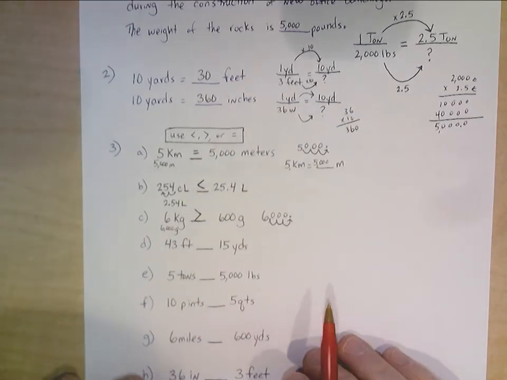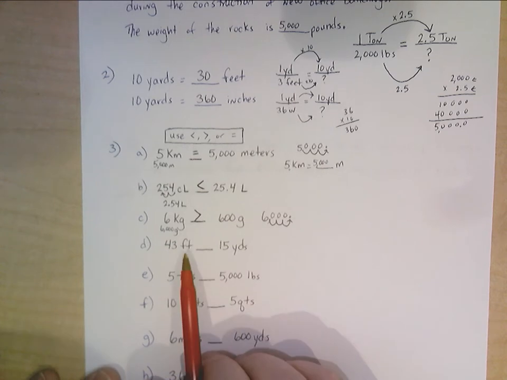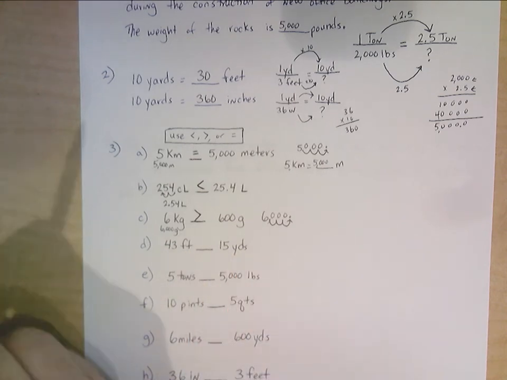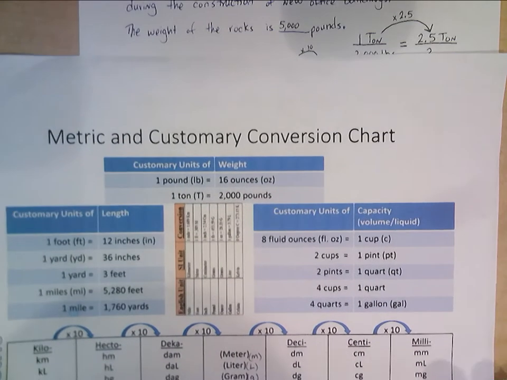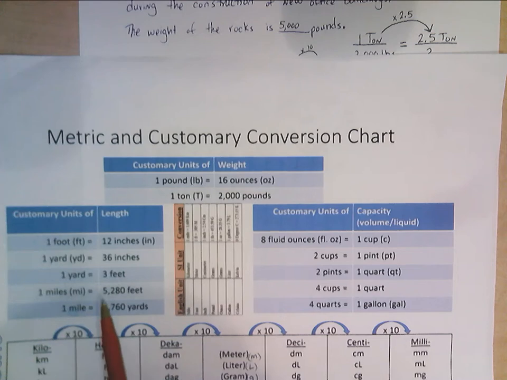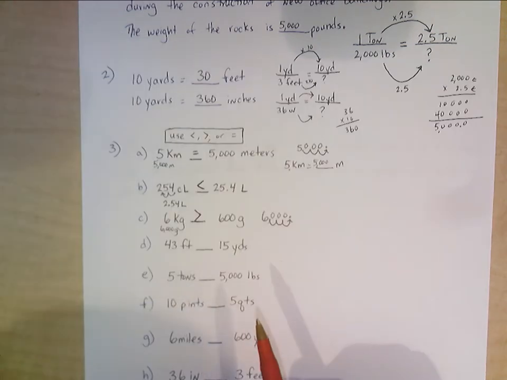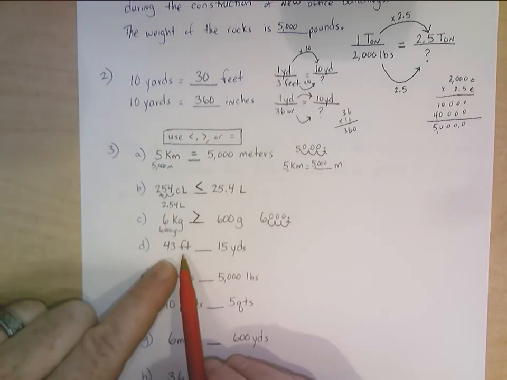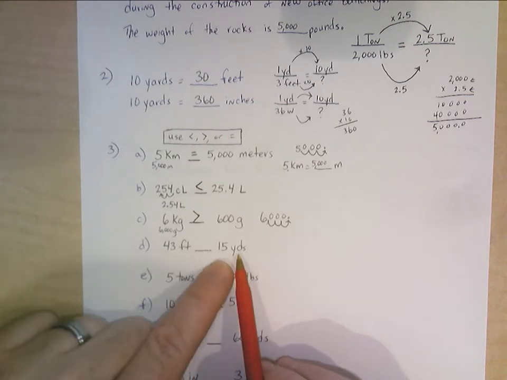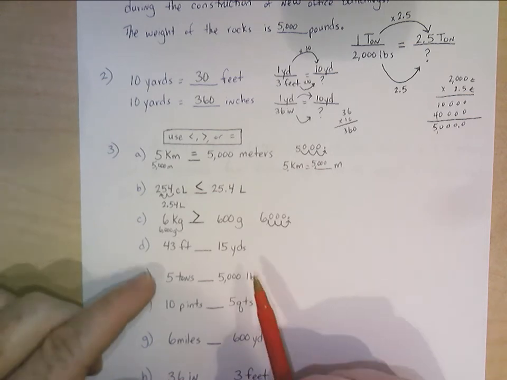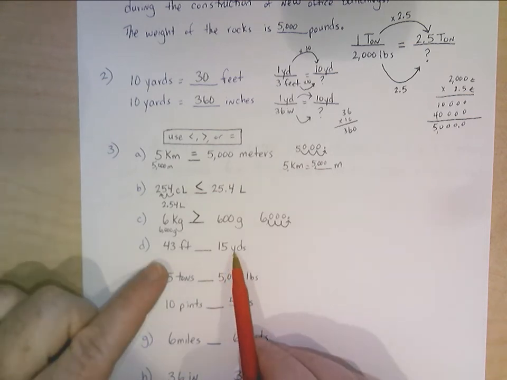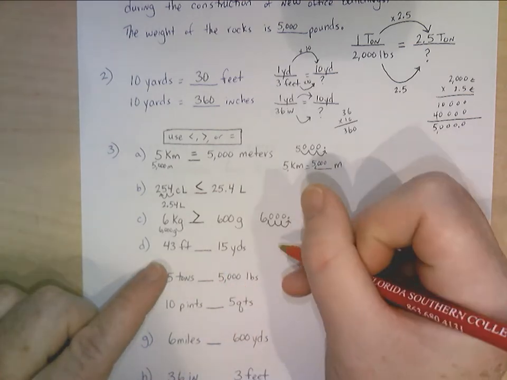Okay, we keep going. D, feet to yards. So this is customary. So we're going to find feet. We're going to find yards. We've got 3 feet to 1 yard. So we can either convert this to yards, or we can convert this to feet. And it doesn't matter. I'm going to actually convert this to feet because it's actually a little bit easier.